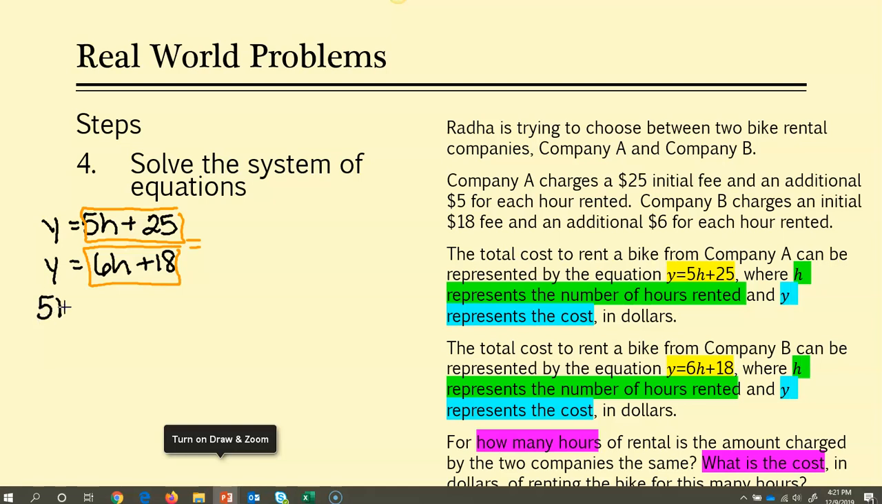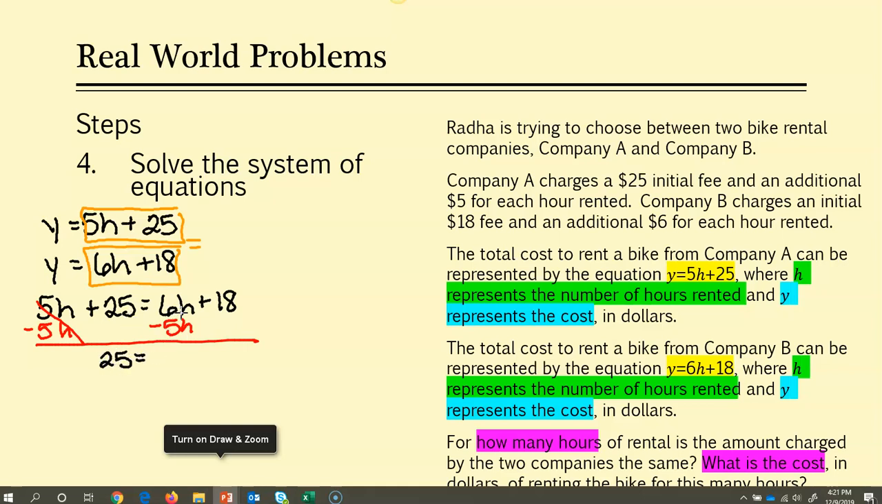So I take 5h plus 25 equals 6h plus 18. There's my equation, and I want to solve. I start with the fact that I have an h on the left and an h on the right of that equal sign, so I want to get them on the same side. Again, compare your coefficients, 5 and 6. 5 is smaller, so that's the one I want to move. Since it's positive, I'm going to move it by subtracting 5h from both sides. Over here on the left, it's going to cancel, which leaves me with the 25.